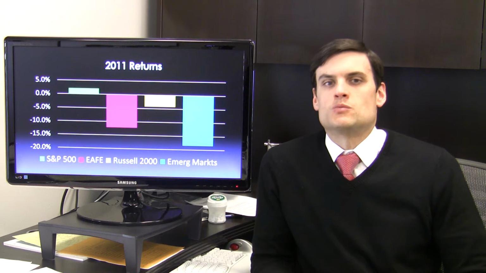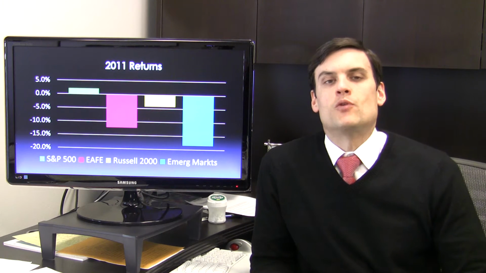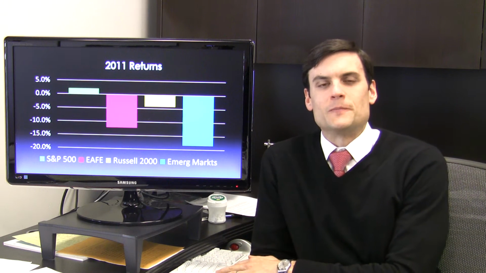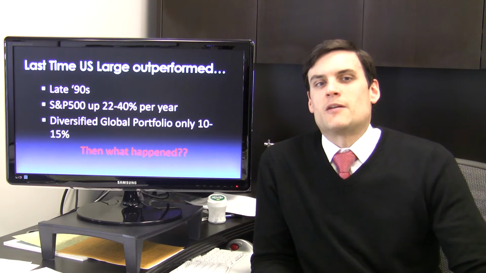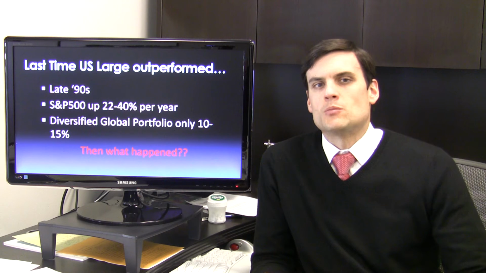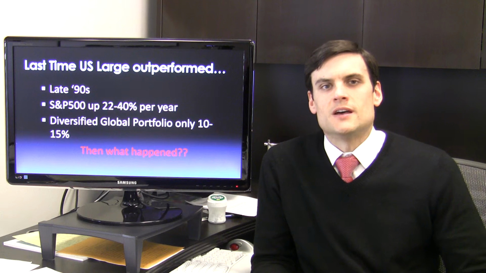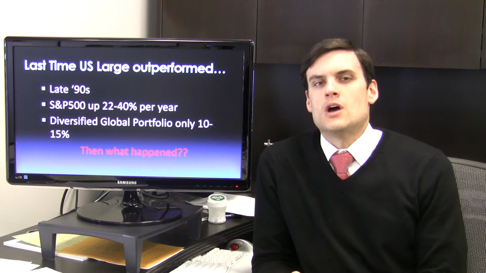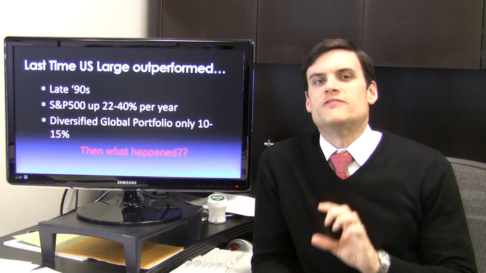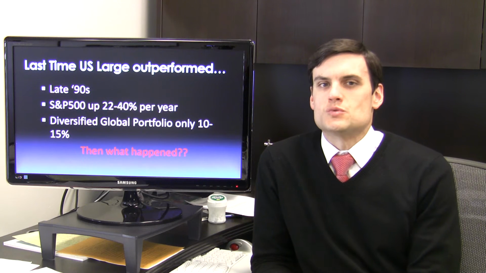The next question was, well, why don't we move our money or allocate more heavily toward the S&P 500 because of the large outperformance versus a globally diversified portfolio? We then had to reference them back to the late 90s. During that time frame, the S&P 500 was up somewhere between 22 and 40% during those last few years of the 90s. Meanwhile, a globally allocated, strategically allocated portfolio was only up 10 to 15%.